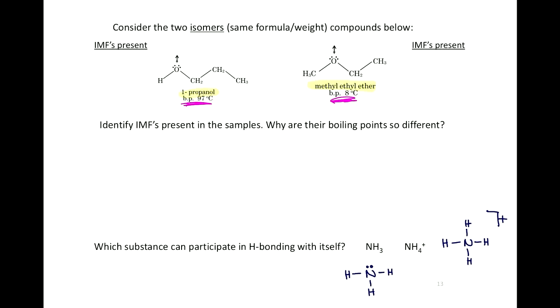Just based upon those boiling point temperatures, which substance, the propanol or the ether, has more IMFs present? Which one? Just based upon the boiling point. Propanol, yes. Higher boiling point temperature means more IMFs present. So hopefully you see where this is going. One compound can hydrogen bond and the other one cannot.